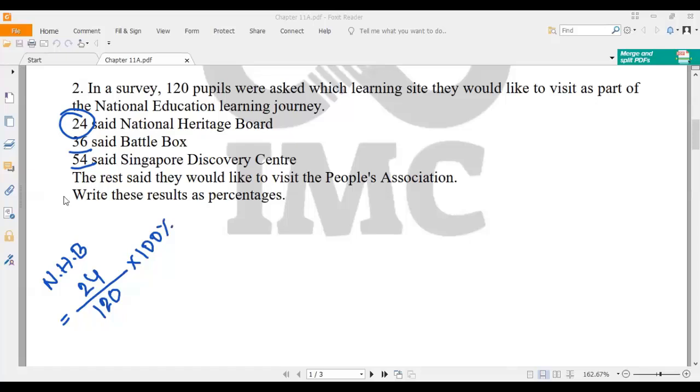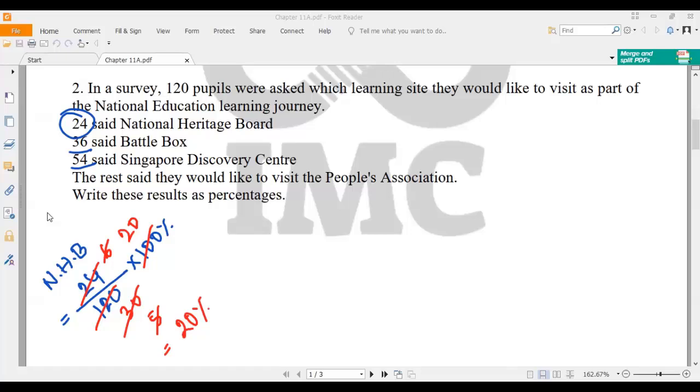Okay. Now we need to do the calculation. So here we can cut 24 by 4, that will be 6. 120 by 4, that will be 30. Then we can cut 30 by 6, it will be 5. 100 by 5 will be 20. So National Heritage Board will get 20%; 20% of pupils want to go to National Heritage Board.